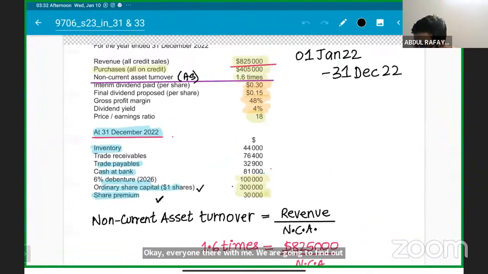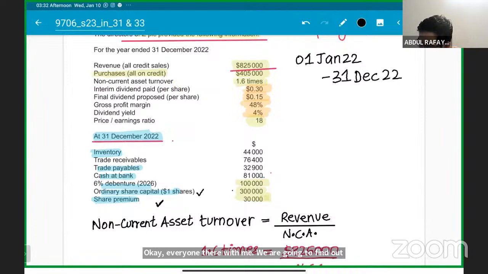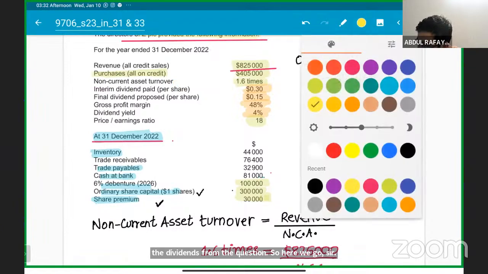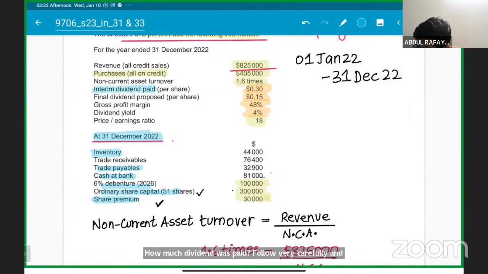So here we go, sir. How much dividend was paid? Follow very carefully. I'll remove this, students. In the highlighter, sir, interim dividend paid per share. Per share interim dividend was paid $0.30. The interim dividend paid was $0.30 per share.